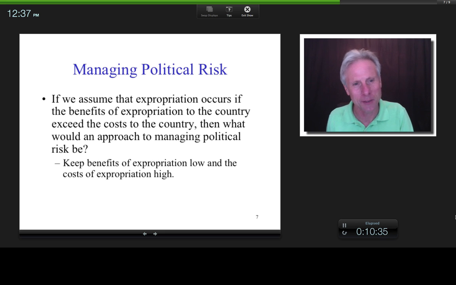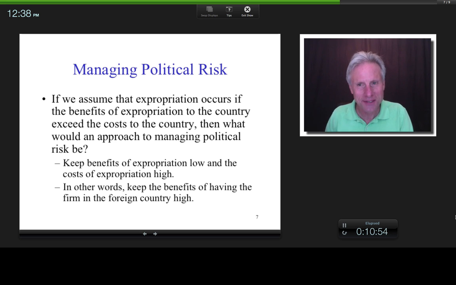Make it less politically risky, right? And so basically, the thought process is, if I'm going to manage political risk, I want to keep the benefits of expropriation low to the country that might expropriate, and also at the same time, the costs high. And so that's a thought process. So let's get into some examples.